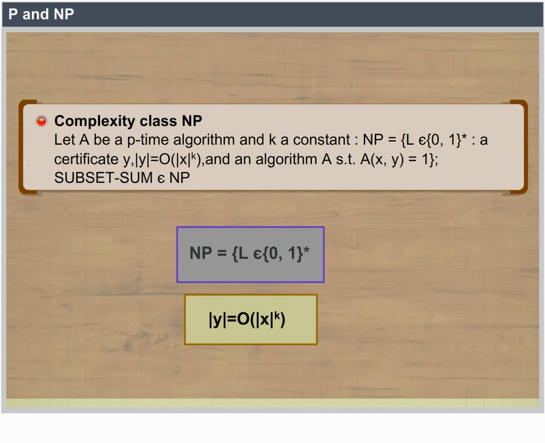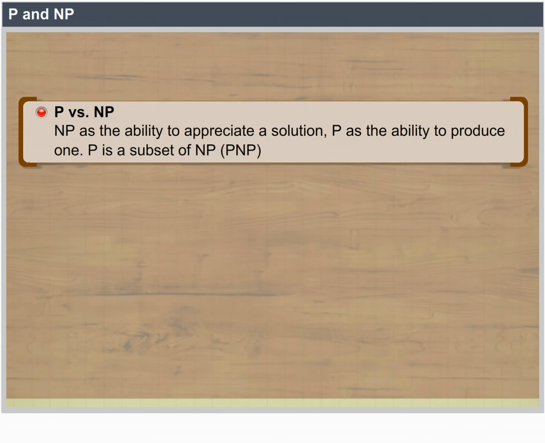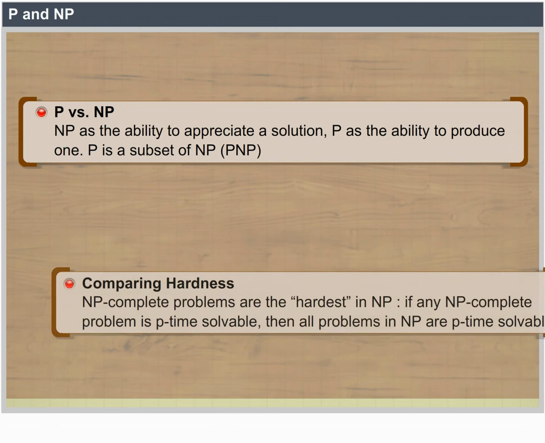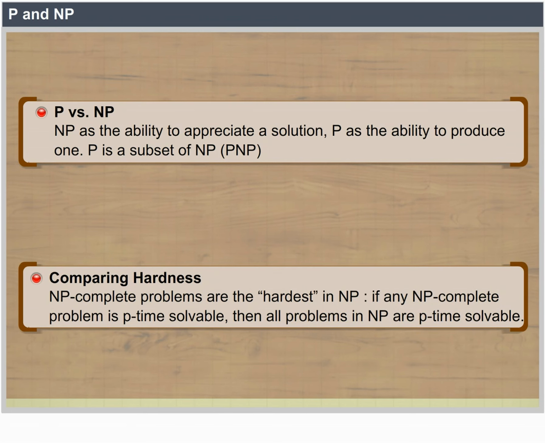P versus NP. NP has the ability to appreciate a solution. P has the ability to produce one. P is a subset of NP. Comparing hardness. NP-complete problems are the hardest in NP. If any NP-complete problem is P-time solvable, then all problems in NP are P-time solvable.